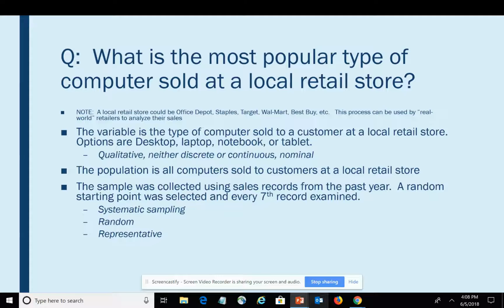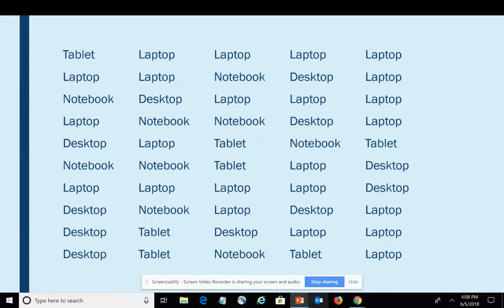This is a systematic sampling method, which is one that's very easy to use. It is random because we chose a random starting point, and it is representative of the sales at the store. So as we went through, we recorded what type of computer was sold on every seventh record, and this is the list that we obtained. Again, there's no rhyme or reason to the list, so we need to organize it.